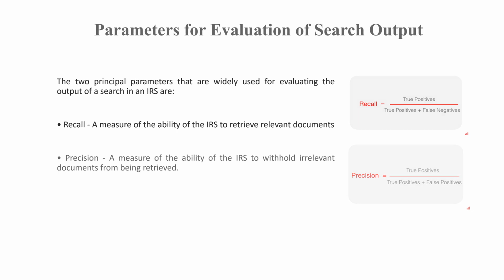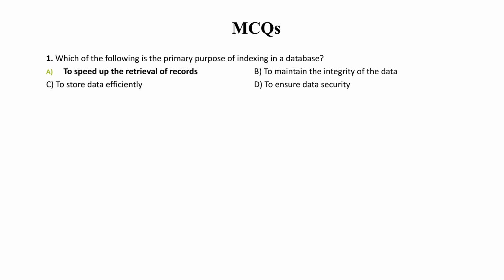Now let's discuss a few MCQs. Based on our discussion on database searching, let's discuss a few MCQs that may be encountered during our journey of learning. First is, what is the primary purpose of indexing a database? Here is the answer. The result will be to speed up the retrieval of records, because every database indexes the records.